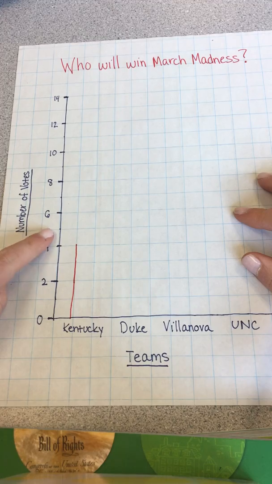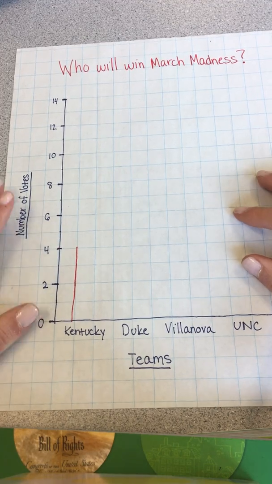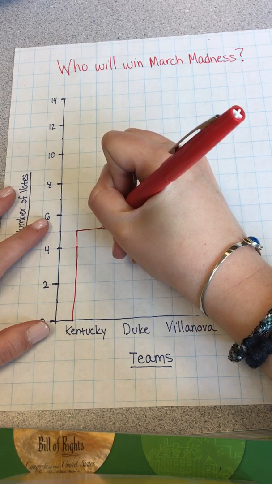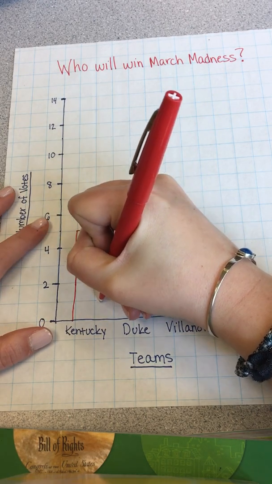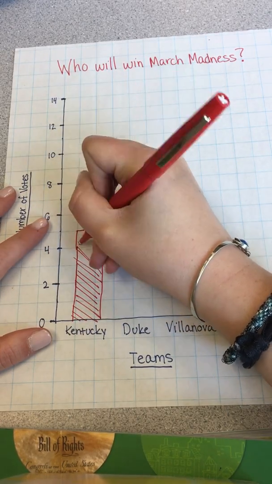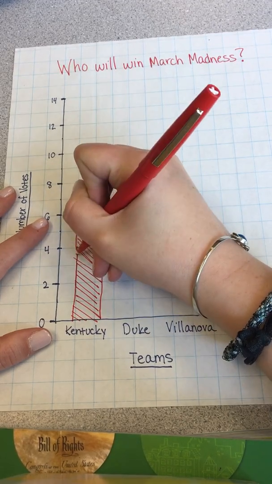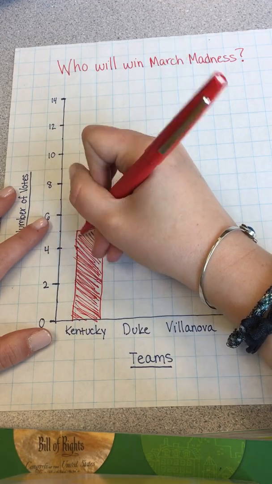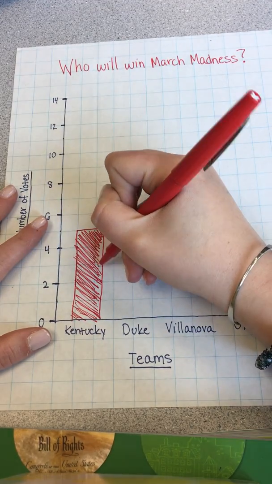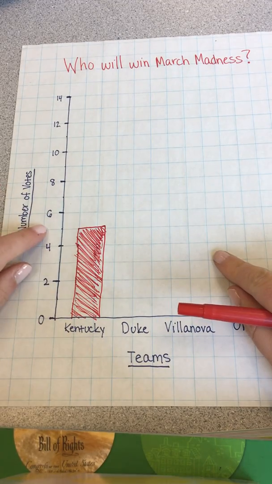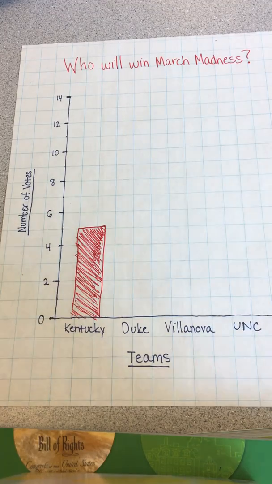So I know that 5 comes in between 4 and 6. So I'm going to bring my bar graph right in the middle, and conveniently there's a line right there for an imaginary 5. And I'm going to finish off my bar, and then you can go ahead and shade it in. This makes it easier for the reader. So now, as someone viewing my graph could see, I had 5 people that voted for Kentucky to win it all in March Madness.